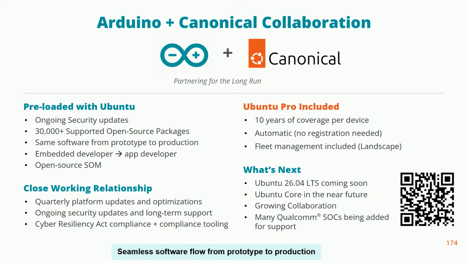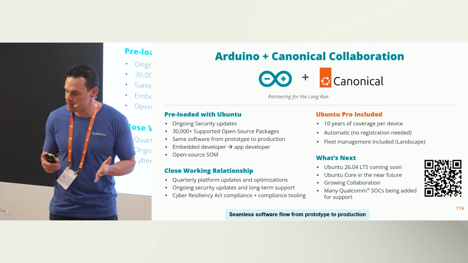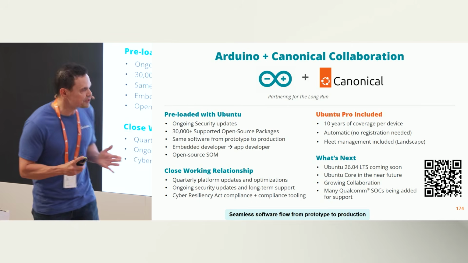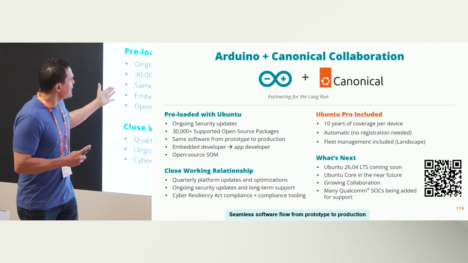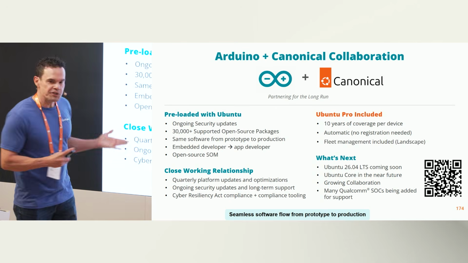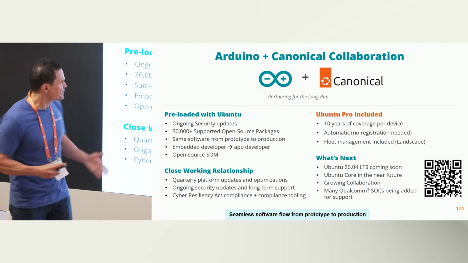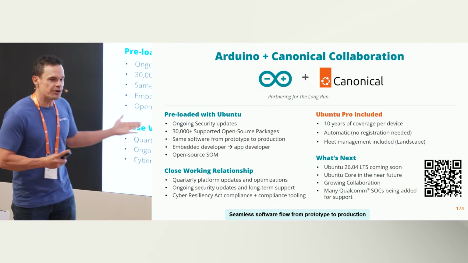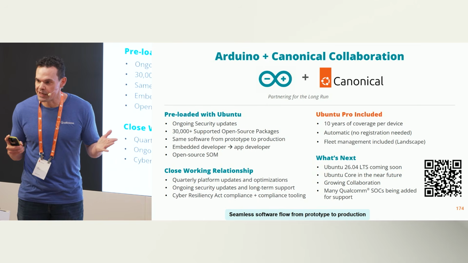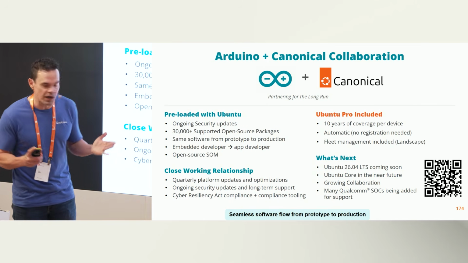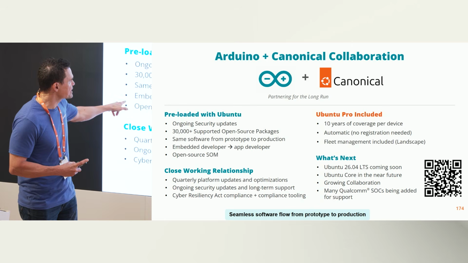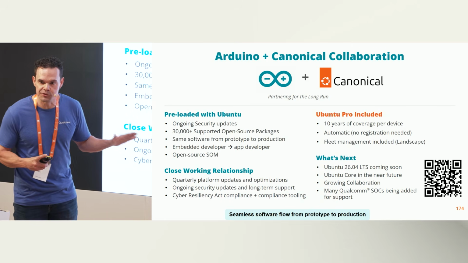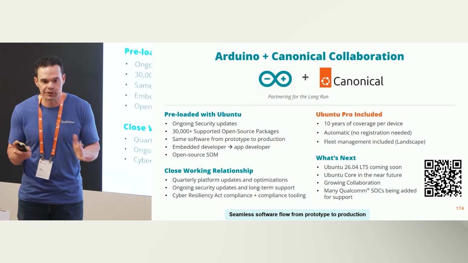But what I really want to do is spend a little bit of time talking about the collaboration, because this is important. It's going to come preloaded with Ubuntu, which means you're going to get ongoing security updates. It comes with the 30,000, probably a lot more than 30,000 supported packages that can run out of the box. It's the same software from prototype to production. That's the important thing I want everyone to remember.